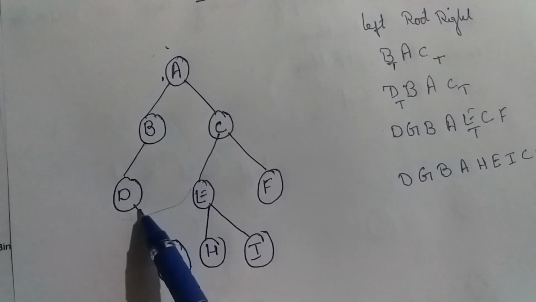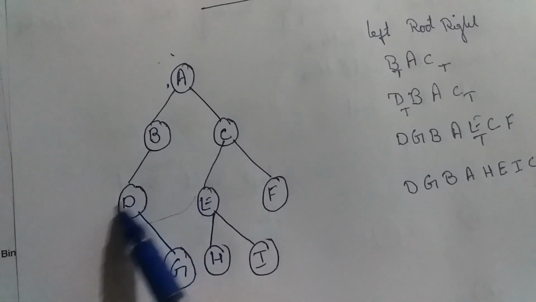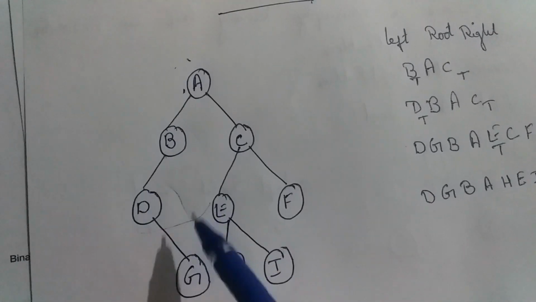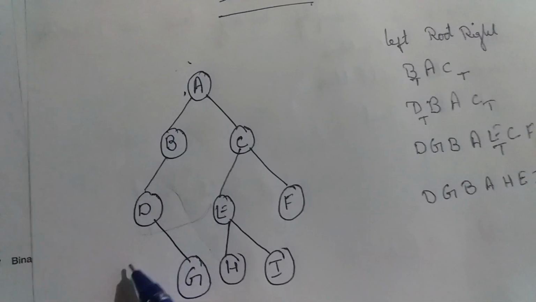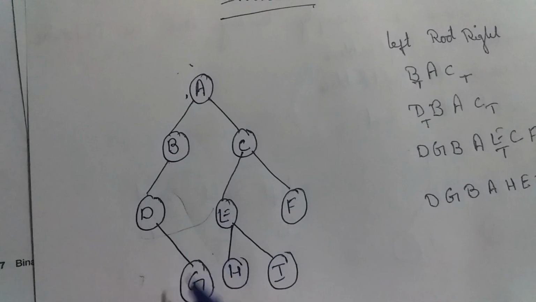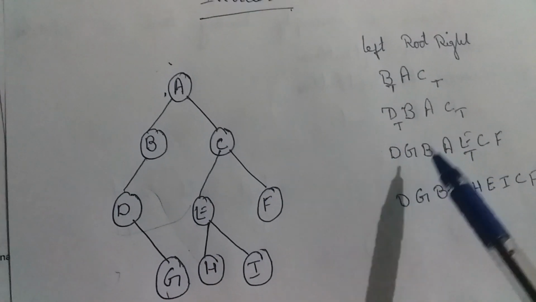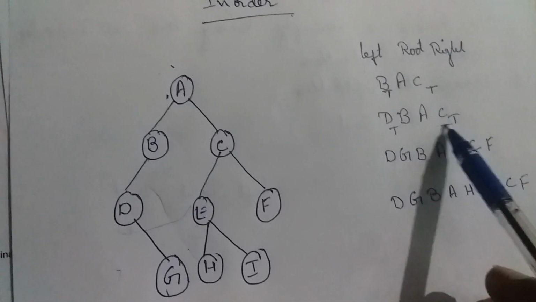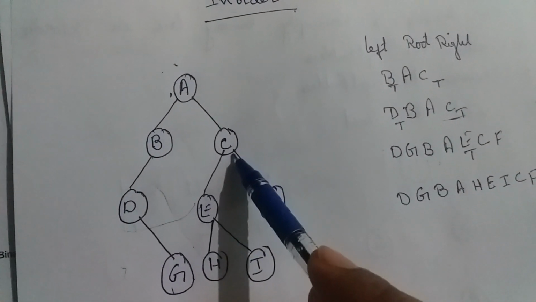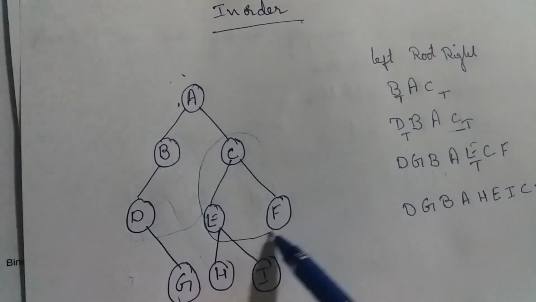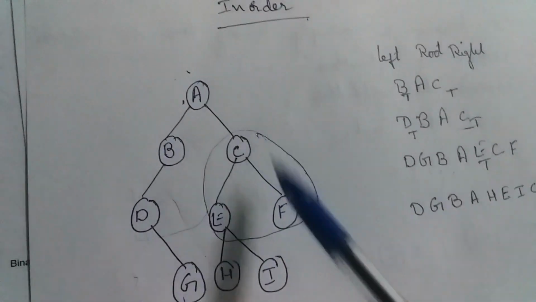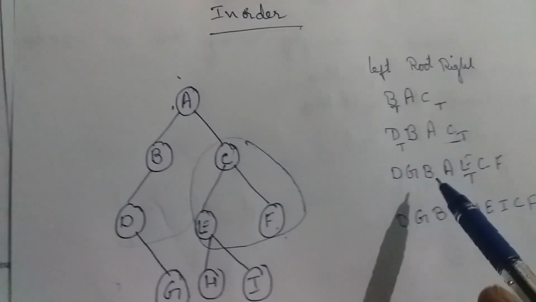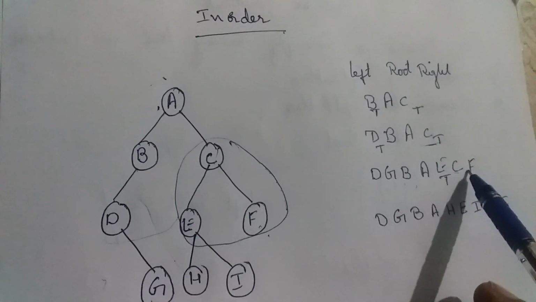Then for the node D, if I apply the same procedure, left does not exist, root is D and right is G. So D, G, B, A is copied like that only. Then for the node C here I am applying the same method. I am considering the node C here. It is left, root and right, E, C and F. So you can see here E, C and F I have written.